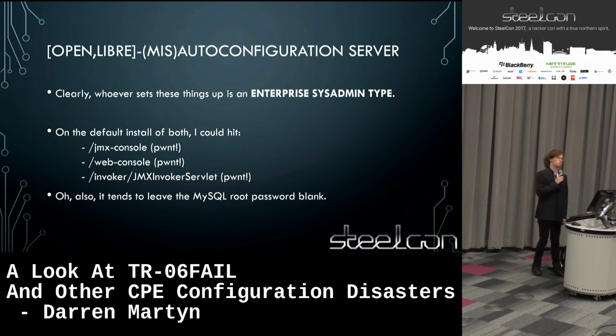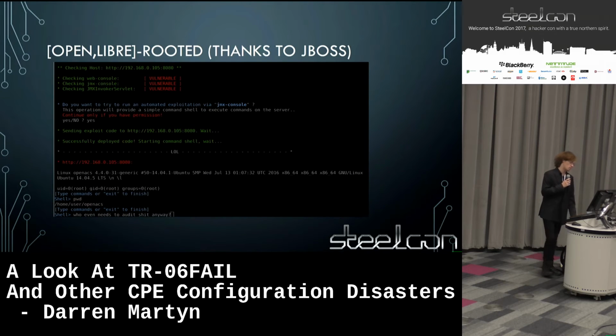And, well, yeah, because lol, Java, JBoss, Enterprise. On a default install of Libre and OpenACS, you can just remote root it with no auth and no time and no effort, because they leave the JMX console, web console, and the JMX invoker servlet thing open. And it also leaves the MySQL root password blank for no reason. So you've just got code execution on top of your code execution, because we like to put bugs in our bugs. So I thought I'd look at some more interesting things, and yeah, you can just remotely root them. I just used a public JBoss exploit, and boom, you pop them, game over, wrecked.